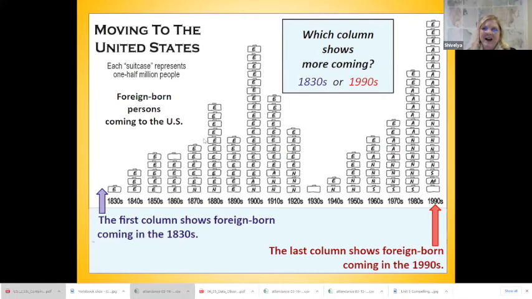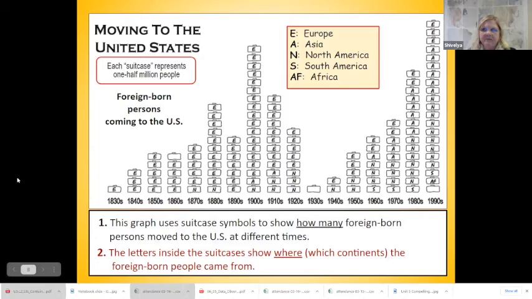We talk about how it increases, the trend that we look at, what happened here, and again, what are some other changes or unique things that they see about these graphs. And then they have to look a little bit closer. Each of the suitcases have a symbol within them that represents, and there's a key here to represent which continent.